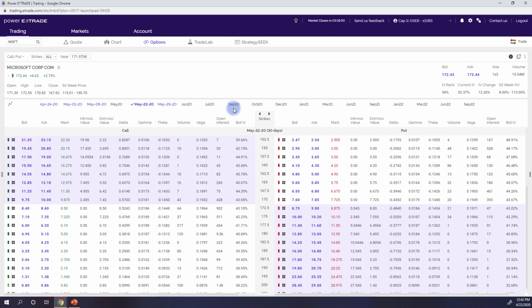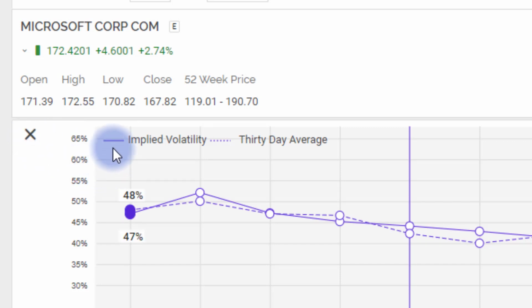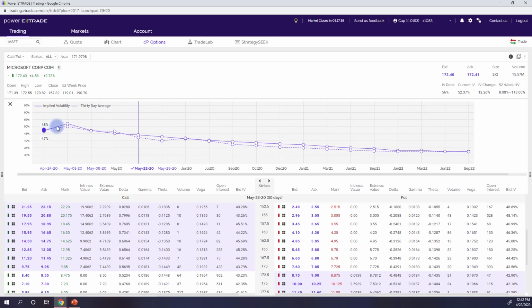So we can get an idea here by looking at a series of at-the-money options, a couple of strikes in, a couple of strikes out, and getting an average. To do that in E-Trade, come all the way over here and click this little icon, and what you're looking at here are the implied volatilities with the solid line, and the dotted line is the 30-day average. So for Microsoft, you can see that regardless of which expiration we're on, the current implied volatility, the solid line, is pretty close to where the average has been.